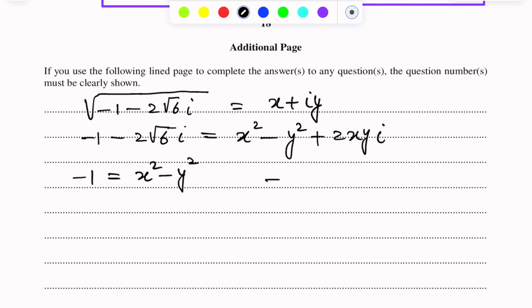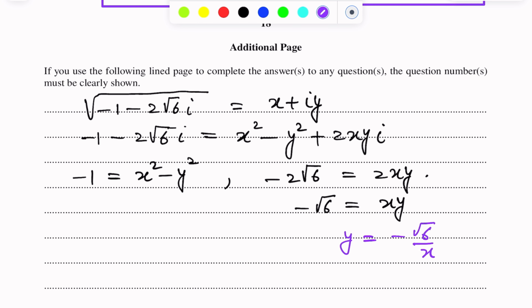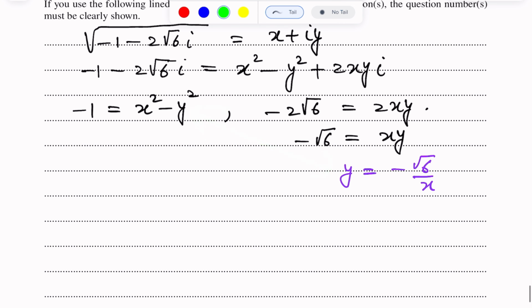Comparing real and imaginary parts, we get minus 1 is equal to x square minus y square, and minus 2 under root 6 is equal to 2xy. Dividing by 2 each side, we get minus under root 6 is equal to xy. From here y is equal to minus under root 6 over x. Now we will solve these two equations simultaneously by using the substitution method. We will find two values of x and two values of y.